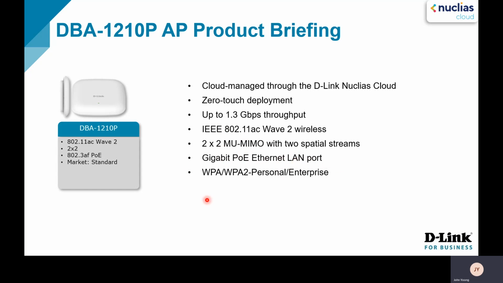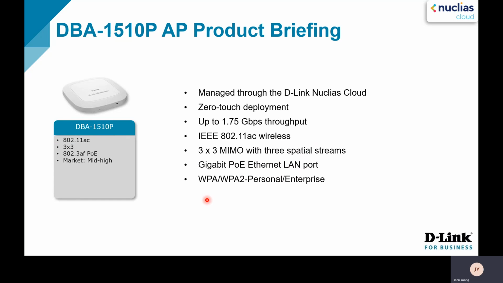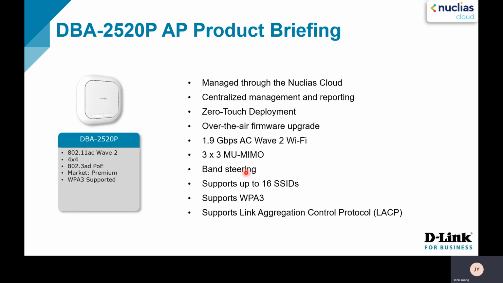It supports WPA, WPA2. Next we have the DBA1510, the wireless up to 1.75 gig, 3x3. Same thing, comes with a PoE gigabit port. Then we have the better one, the 2520P, 3x3 MU-MIMO, 1.9 gig for the wireless Wave 2. It supports up to 16 SSIDs, supports WPA3, and mostly, comes with LACP. What is this? This one will be able to combine two LAN ports together to enhance the overall speed.